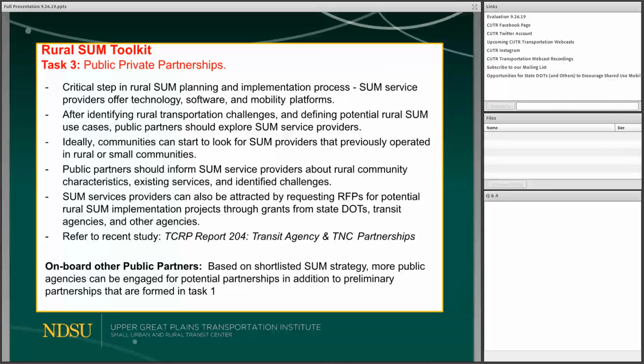There is one research study which looks exclusively at transit agency partnerships with TNCs. This study could be of merit for rural agencies as well while they are getting into public-private partnerships.